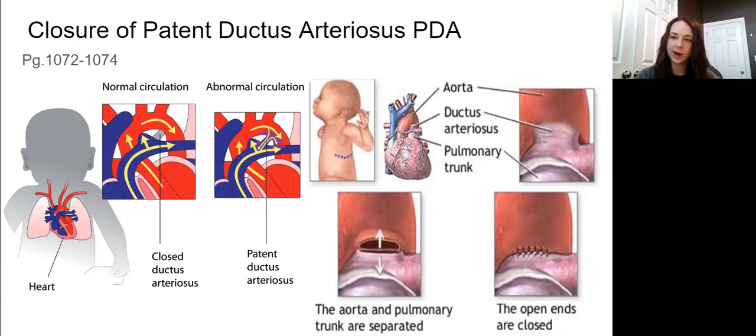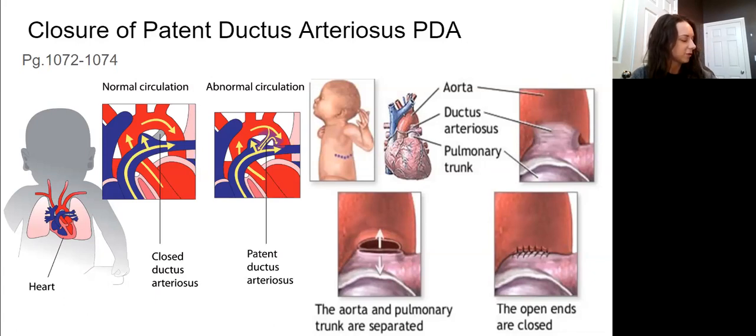The bullet point right after that, so your first and second bullet point, you should definitely read all the way through. So your ductus arteriosus connects the pulmonary artery to the aorta in order to shunt the oxygenated blood directly into systemic circulation by bypassing the lungs.